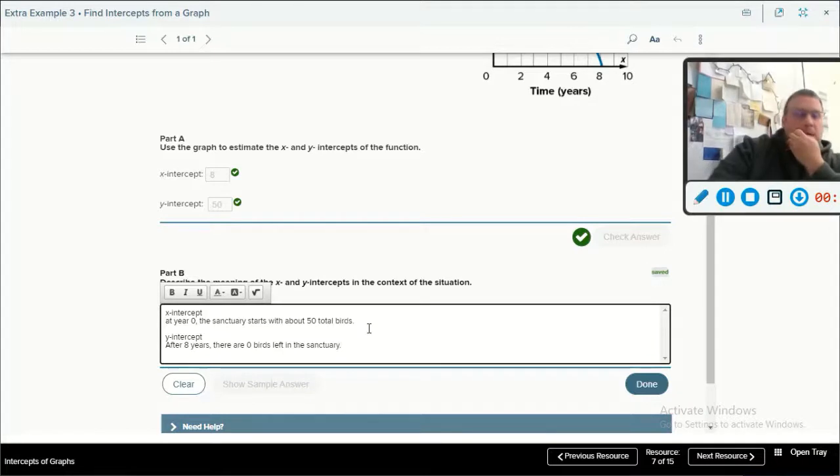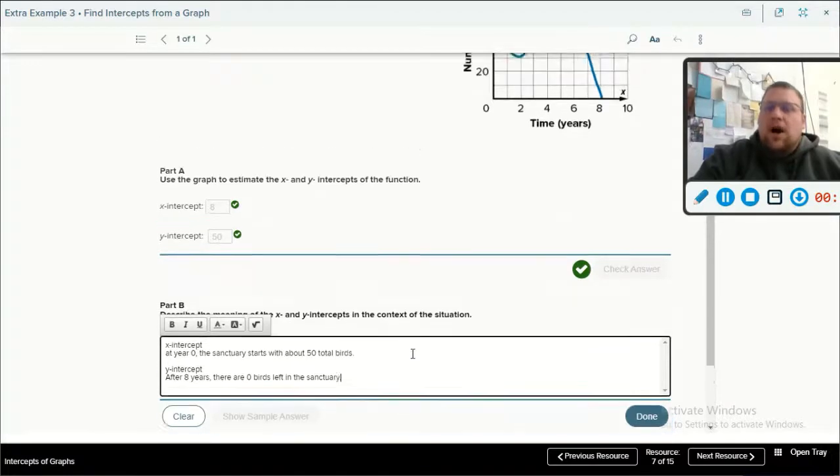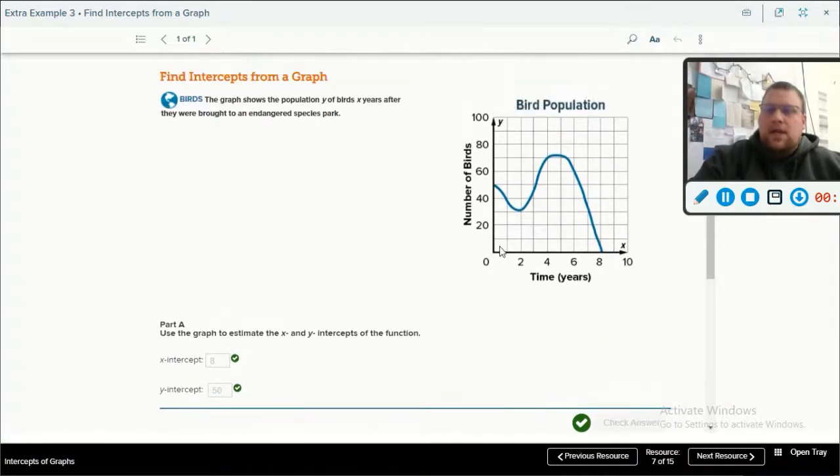Maybe they raised them up and released them into the wild. I hope they didn't all die. That'd be kind of sad in the story. But that's what we're talking about. So that is the context of these intercepts. They tell us more than just numbers. They're telling us a situation that's occurred, okay? And we can even see from this graph what happens.